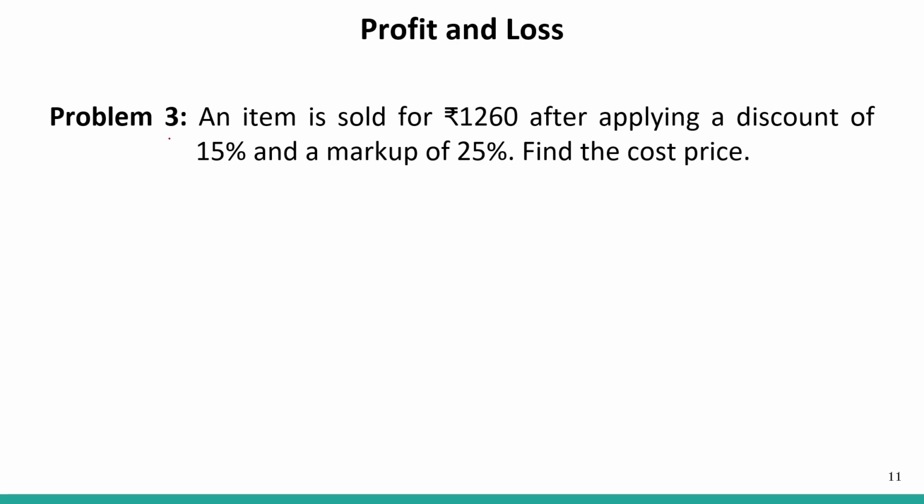So let's see problem number 3. An item is sold for 1260 rupees. So its selling price is 1260, right? So after applying a discount of 15%, so this is the price after applying 15% discount and after a markup of 25%. Okay, so let's see. Let CP be X, because we are asked about the cost price here. So we assume that the cost price is equal to X.